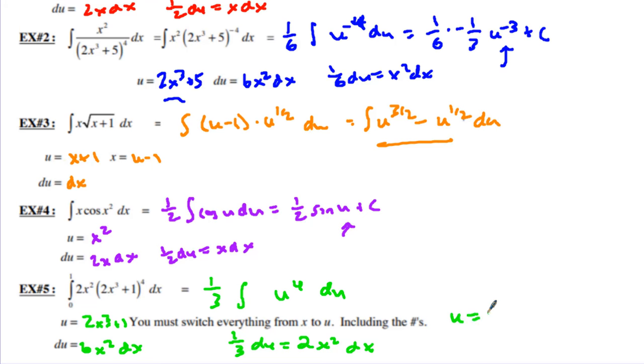So you can see u is equal to 2x cubed plus 1, which means when x is 0, if you plug in 0 in here, u ends up being 1. So the lower limit is actually 1. Then we're going to plug in 1. 2x cubed, 2 times 1 cubed, that's 2, plus 1, that's 3, so the upper limit is 3. And then you go and do your integration and you plug in these new u values. You have to switch everything from x to u when you're doing definite integrals with u substitution.